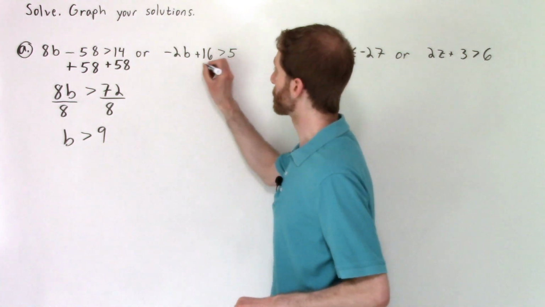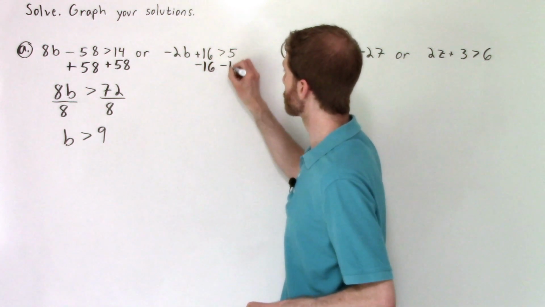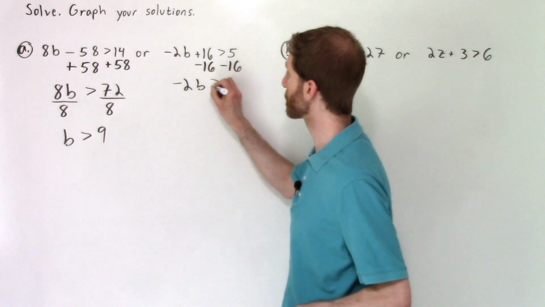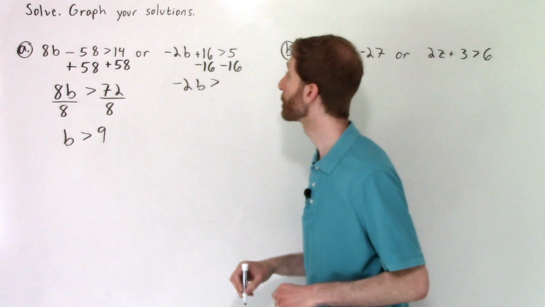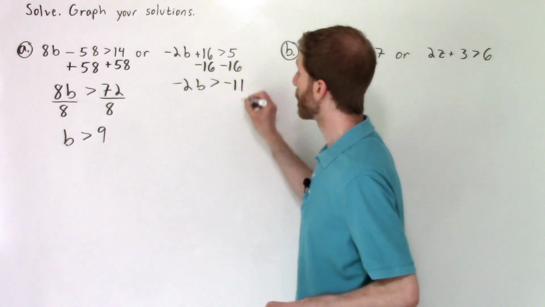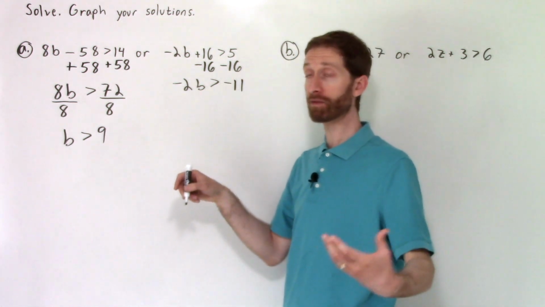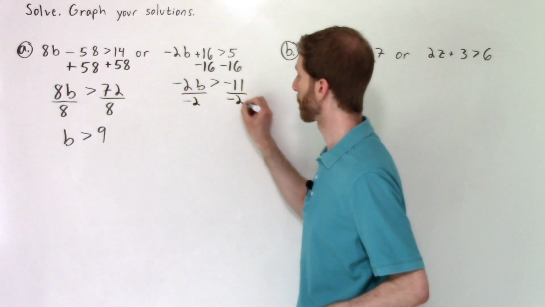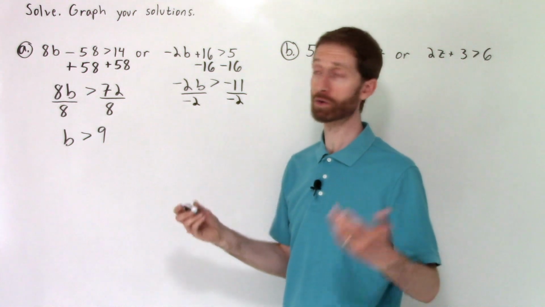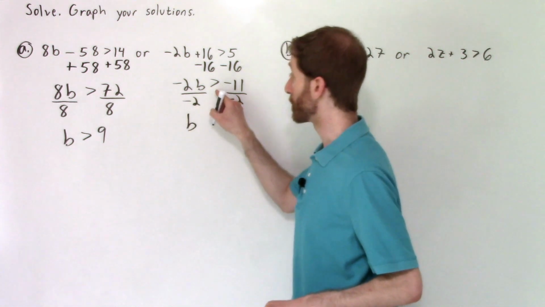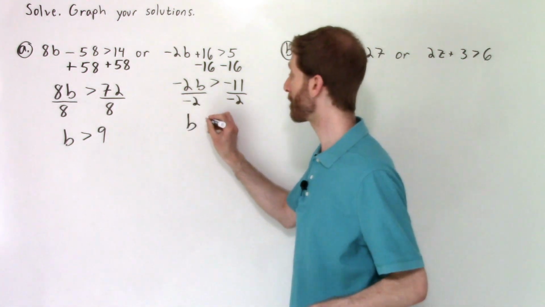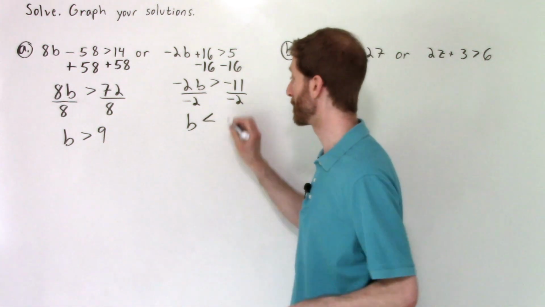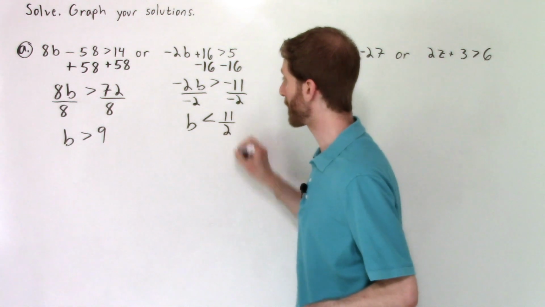I subtract 16 from both sides to isolate negative 2b. The plus 16 cancels, and I'm left with negative 2b is greater than 5 minus 16, which is negative 11. Notice we're going to be dividing by a negative number here, so look out. Inequality signs are going to be switching. So negative 2 divided by negative 2 is 1, and we're left with b. It's no longer greater than, because we divided by a negative number, it is less than negative 11 divided by negative 2, which is a positive 11 halves.